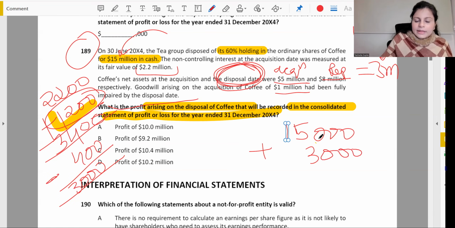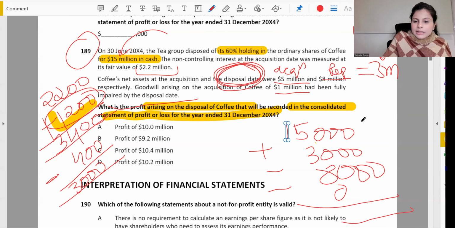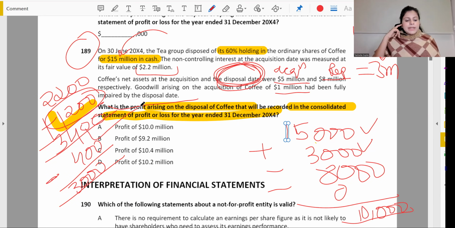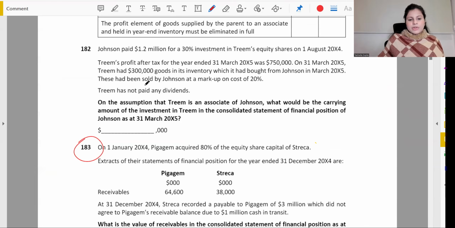So add it. Am I happy to lose the net assets? What are my net assets at disposal date? 8000. I'm sad to lose them. Is there any goodwill on disposal date? No, because it's fully impaired. So what's my profit or loss on disposal? This plus this is 18,000 minus 8,000. What's your gain? 10,000 is your gain. So therefore my answer is profit of 10 million. I've just merely applied my happy sad formula of profit or loss on disposal. Clear? Let's move on. That was just a repetition thing.